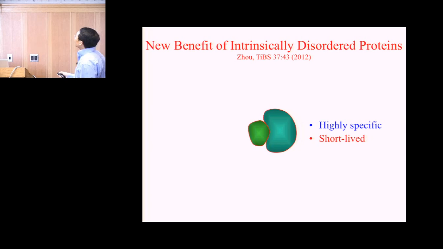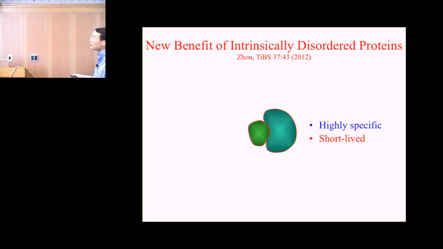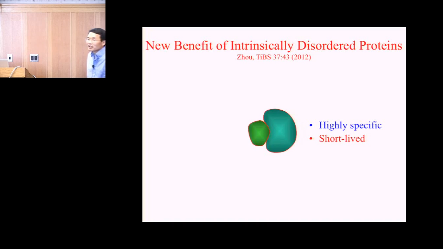So the complex has to fulfill three requirements: high specificity as well as short lifetime. Now, those two requirements, in a way, are contradictory to each other, because if you want a high specificity, how do you achieve high specificity? You can achieve high specificity very easily by having high affinity. Now, having high affinity means you either have high on rate or low off rate.